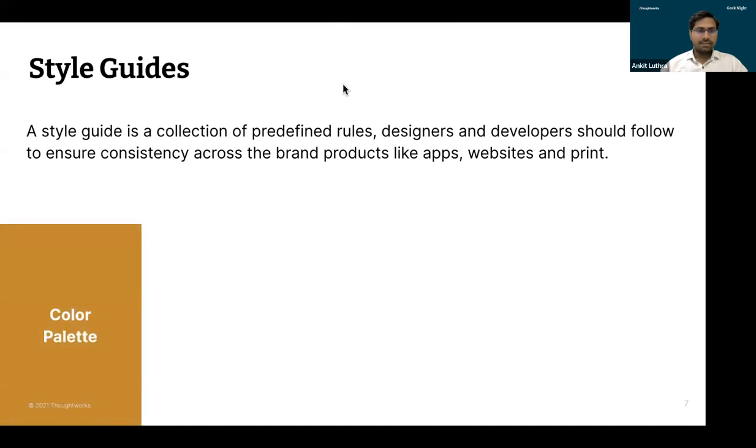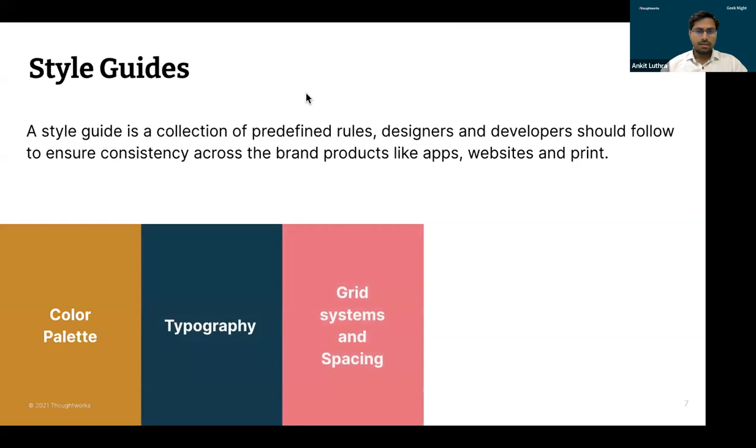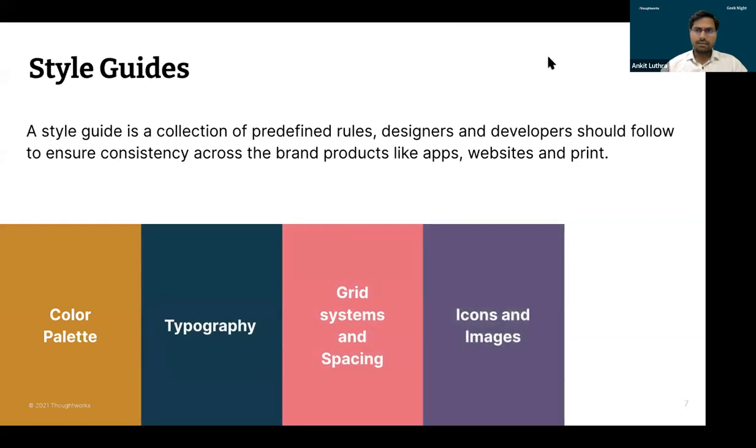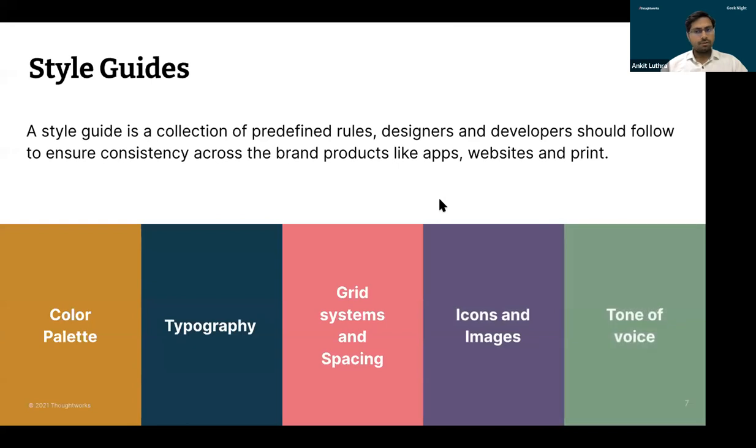So the style guide consists of various things that we'll talk about. First is color palette, followed by typography, grid systems and spacing, icons and imagery, and the tone of voice. So we'll go through these individually. If you think of the overall style guide, every component in it plays its role. If you even miss a single one, the product image might be hampered, or in general, the whole design system can be hampered for your product. So that's why we'll see the importance of color palette, typography, grids, icons, and the tone of voice.